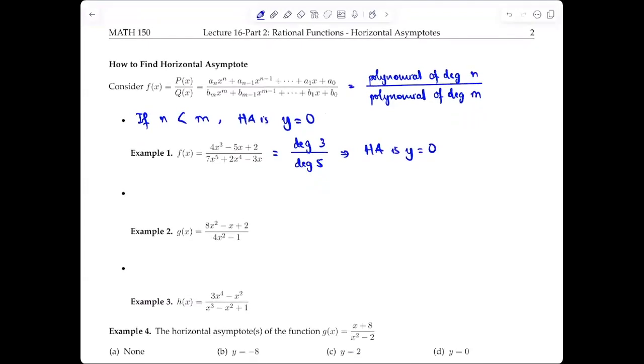The next case, if n equal to m, the horizontal asymptote is going to be y equal to a sub n divided by b sub m. So this is the horizontal asymptote: the ratio of the leading coefficients.